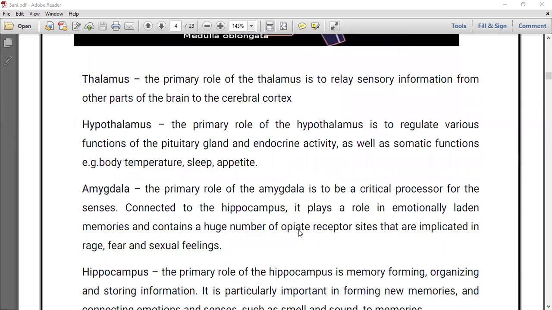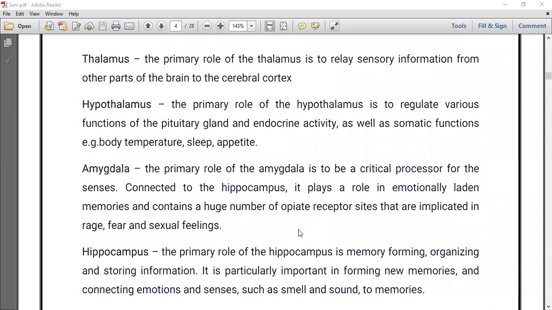Hypothalamus. The primary role of the hypothalamus is to regulate various functions of the pituitary gland and endocrine activity, as well as somatic functions such as body temperature, sleep, and appetite.